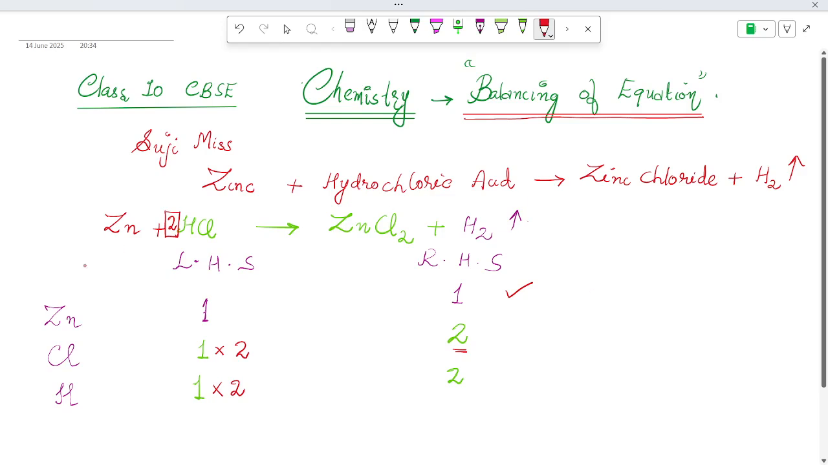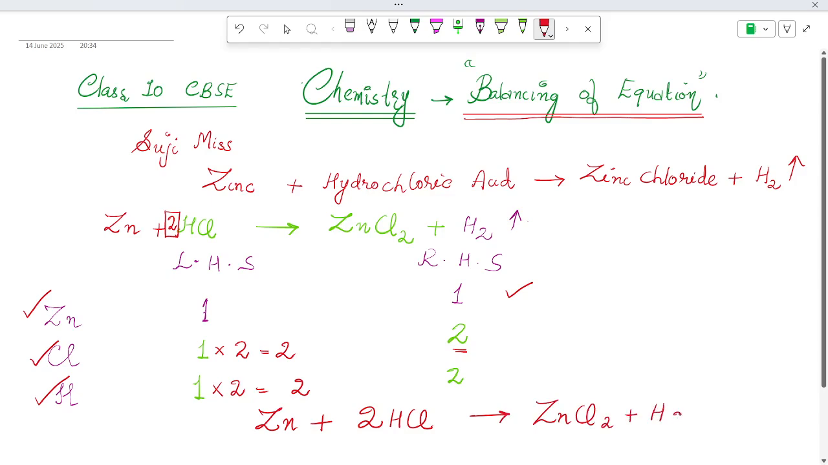And now let's check once more. What about zinc? Both sides 1, 1. Here chlorine, this has become 2. Here also 2. Yes. Then what about hydrogen? Both sides 2. So we can say that our equation is balanced. 1 atom of zinc reacts with 2 molecules of hydrochloric acid to give zinc chloride plus H2. Thus, we have balanced the equation.